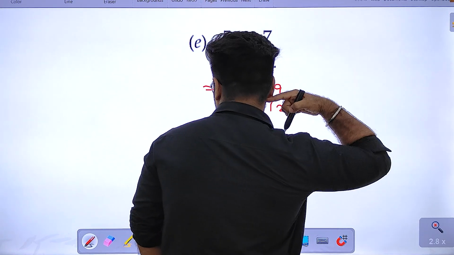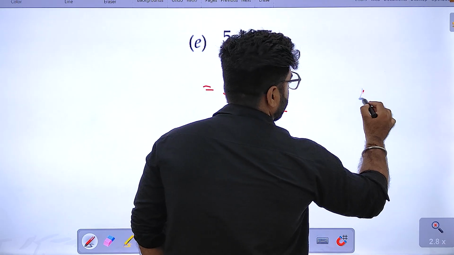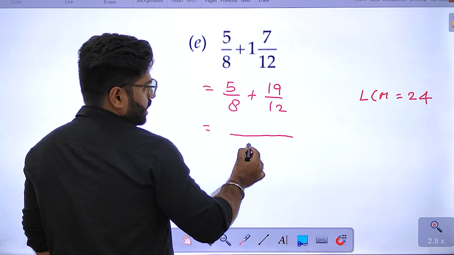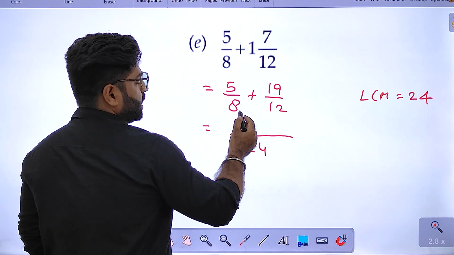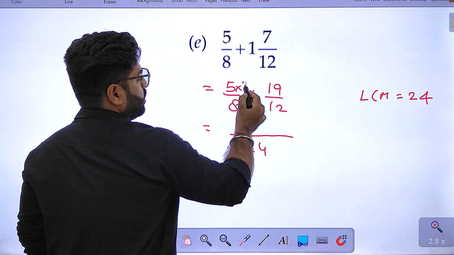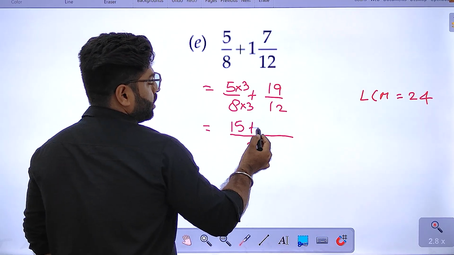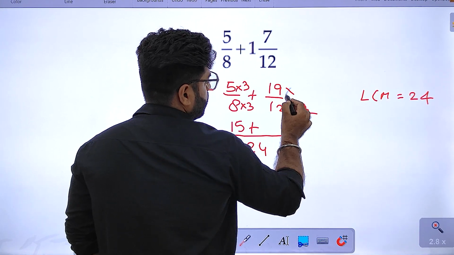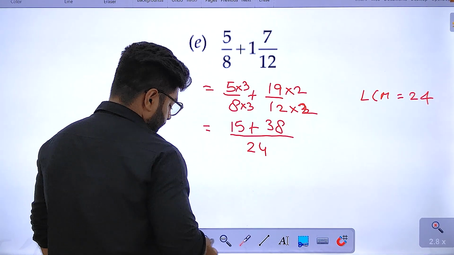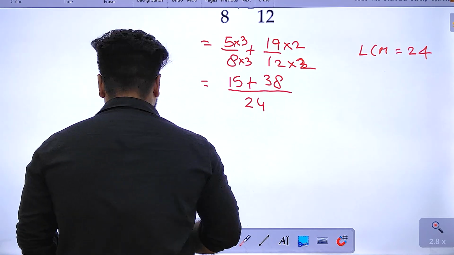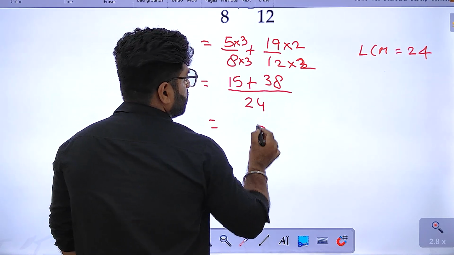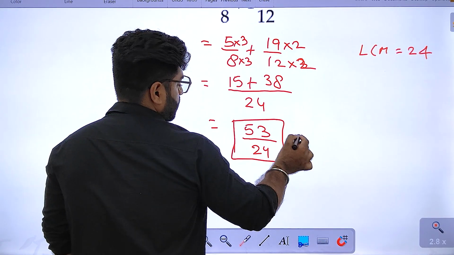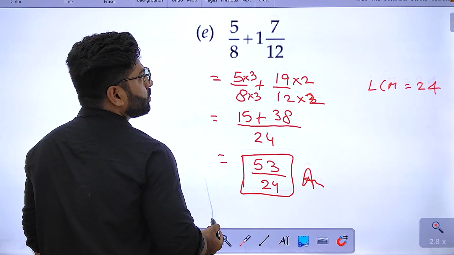Now again we have to take the LCM. So LCM we are having 24. So let's take 24 here. Now we have to change this 8 to 24 by multiplying by 3. So here we are having 15 plus. So this 12 is changed into 24, so we are going to multiply it by 2. And here we are having 19 twos are 38. If we add them, this is 53 by 24 as answer. Clear?